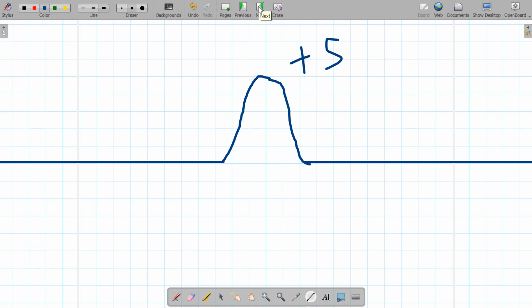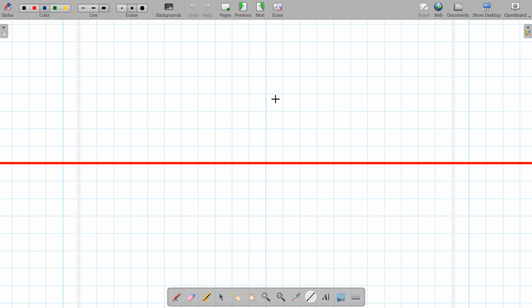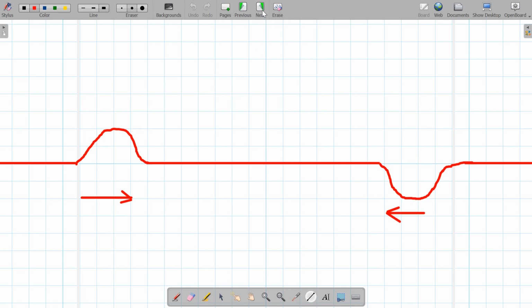Let's look at another example. Consider this slinky here in red. Imagine we have a man here on the left. He shakes the slinky and sends a pulse of energy traveling in that direction, and the amplitude here is positive 2. And we have a man on the right. He shakes the slinky and sends a pulse of energy. What is the amplitude here? The amplitude here is negative 2.